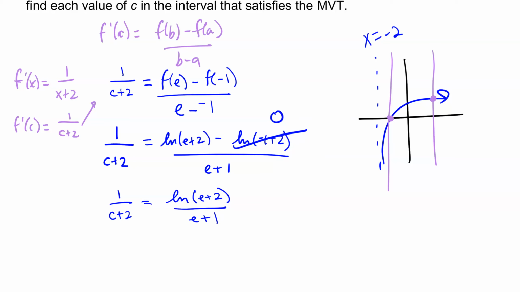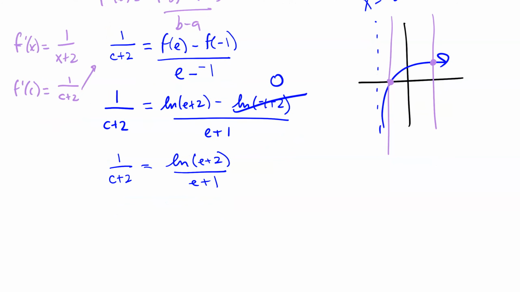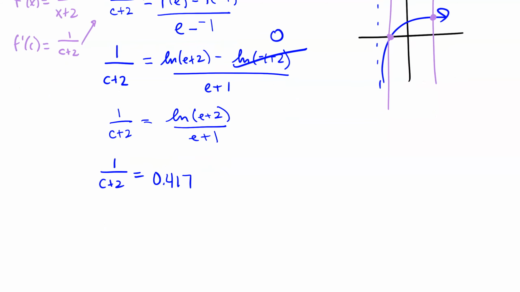All right, so we have to solve for c. We're trying to find the magic value where the derivative at that point will be the same slope as the average. So I just have to solve. If you plug the right side into your calculator, you'll get 0.417. Little trick: if you flip both sides, it makes it easier to solve for c. So I'll have c plus 2 is equal to 1 over 0.417.